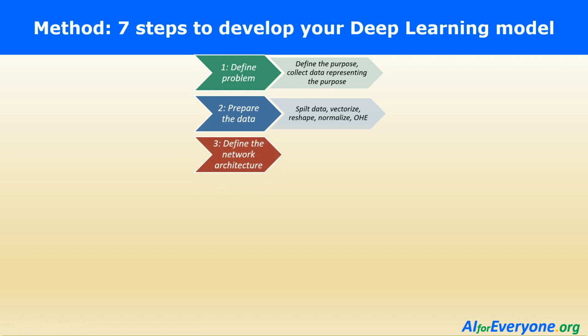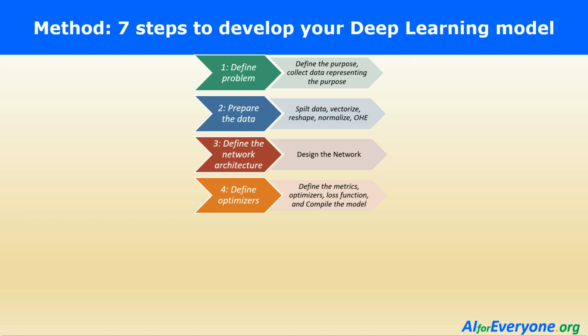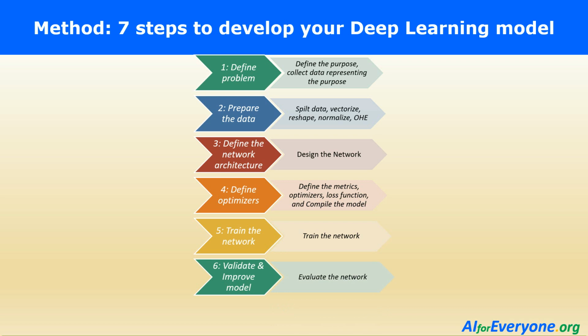Then we need to define the network itself. We can play around with different network architectures and find out which architecture best suits the data that needs to be represented. The next one is to define the optimizers such as loss functions and various optimization models. The next one is to actually train the model on the training set that you have compiled and created. Once you have that, we need to validate whether the model represents the data, and based on that, evaluate and improve the model.